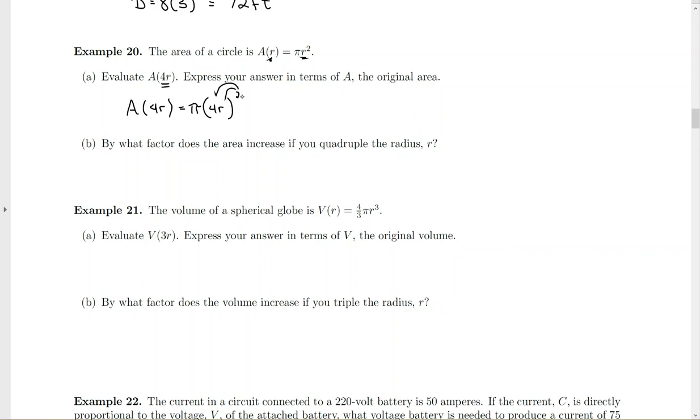Multiply or raise each to the 2 power, so it's going to be 4 times 4 or 4 squared. So we have pi times 16 r squared, or 16 pi r squared. Express your answer in terms of A, the original area. The original area was pi r squared, so pi r squared is just my A.